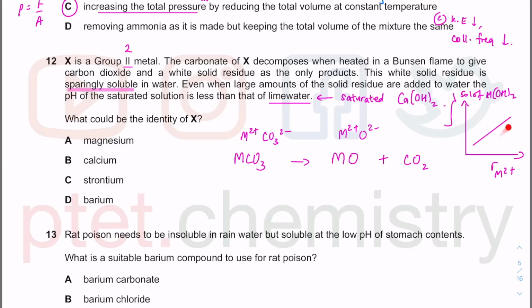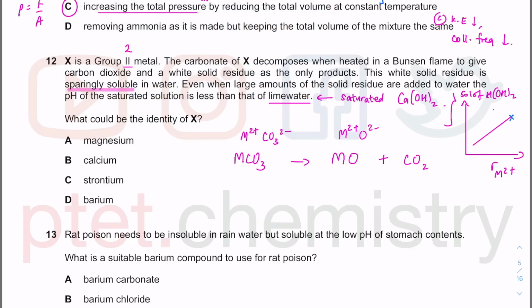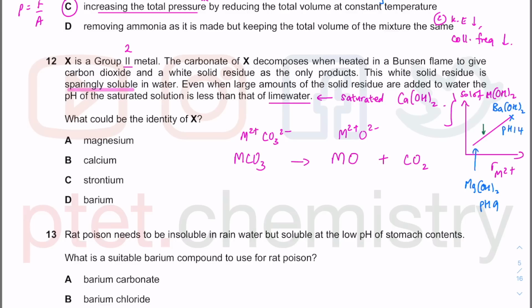Does it increase linearly like this? I don't know and I don't care, because all I care about is barium hydroxide is very soluble, it's around pH 14, whereas magnesium hydroxide is not very soluble, it's only around pH 9. This is what you get when MgO tries to dissolve itself in water. Lime water is here. So this is your lime water. It is your saturated calcium hydroxide there.